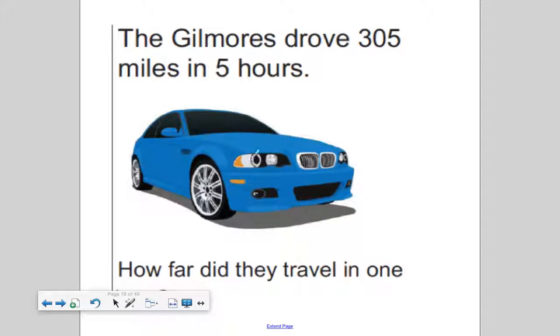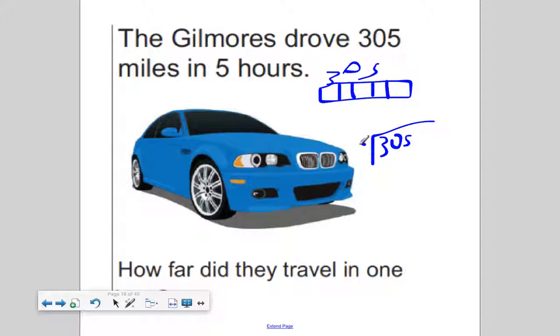And let's look at the Gilmores. Do you want to do a bar diagram? You could do a bar diagram. They drove 305 miles in 5 hours. So I need to break this down into 5 sections. So how many miles go for each hour? So let's divide this. So 305 divided by 5. Can 5 go in 3? 0 times. Can 5 go in 30? 6 times. Can 5 go in 5? 1 time. So they drove 61 miles per hour. 61 mph, miles per hour.